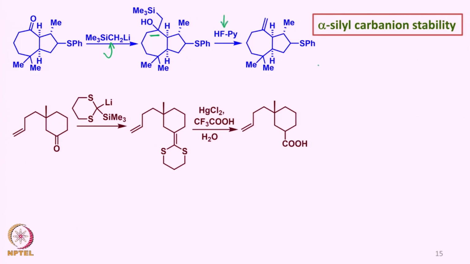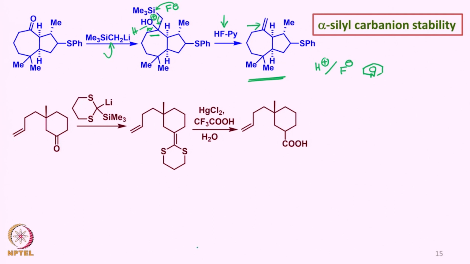So HF pyridine is nothing but a source of H plus, and of course F minus, in the presence of a base like pyridine. What it does is protonate the oxygen here. So protonation of the oxygen takes place and a positive charge is generated here. F minus picks up the proton from here, silicon from here, and then elimination occurs in this fashion to form this particular product with a double bond being here.